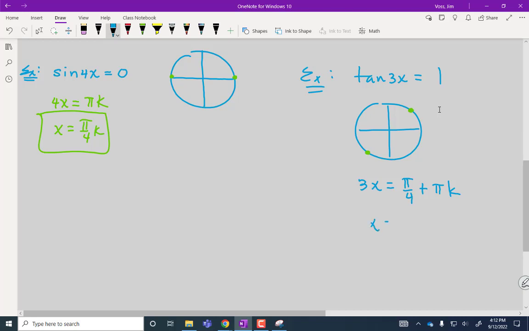Solve this for x, and you'll get pi divided by 12 plus pi thirds k. And then you figure out, okay, maybe it's the first two, so k is 0 and k is 1 or whatever, based on the region.